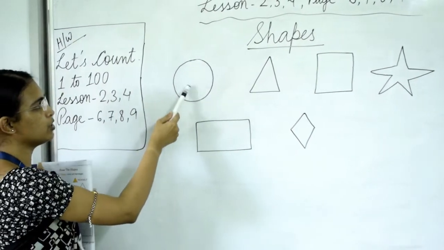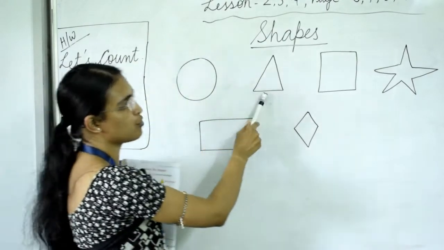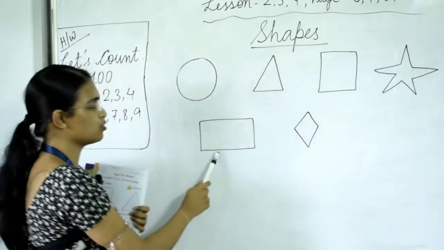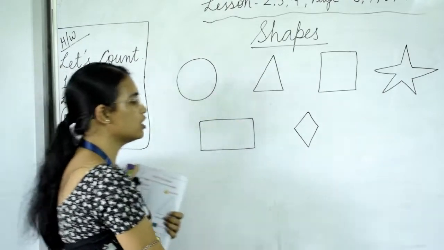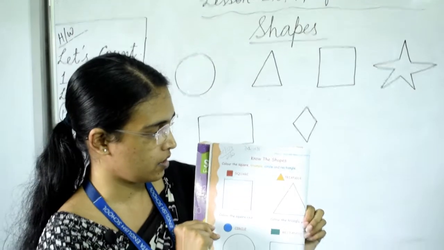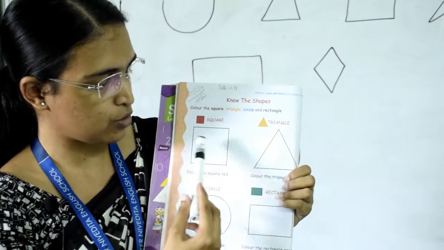Now tell me, which shape is this? This is a circle. This one is triangle. This one is square. This one is star. This one is rectangle, and this one is diamond. So these all are shapes. Now look at your book. You can see that in your book there are different types of shapes.